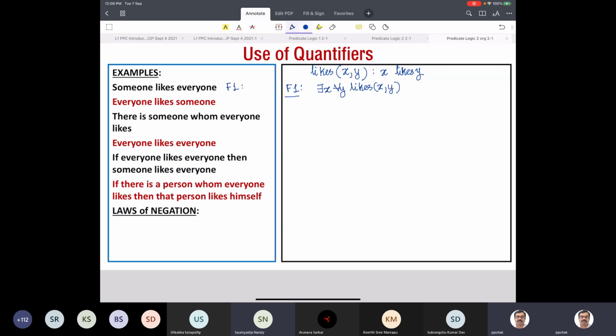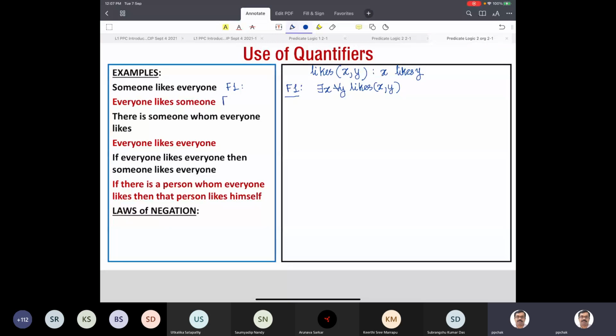Shubhranil Sanyal, are you there? Anupam Sharma, are you there? Manideep Roy, are you there? Yes, sir. So is this correct? F1 is correct. Yes, sir, it is correct.